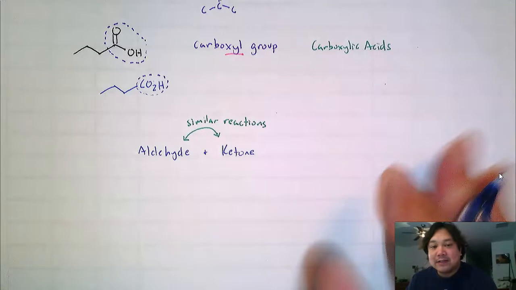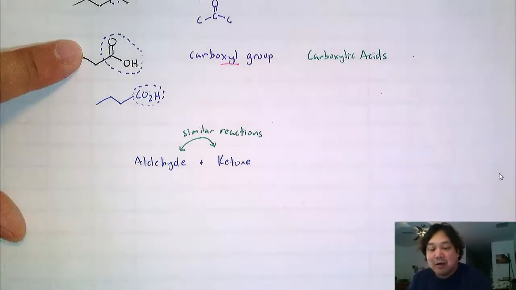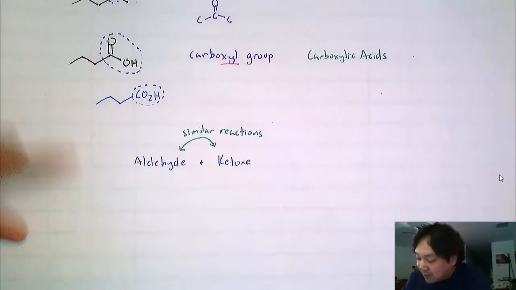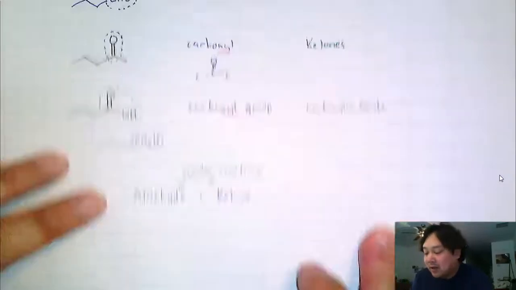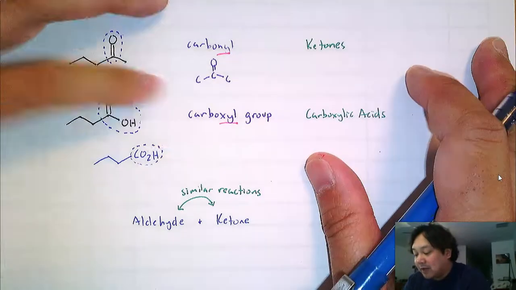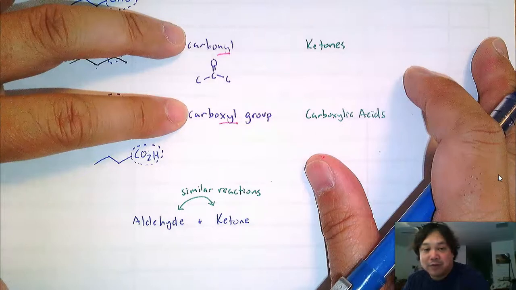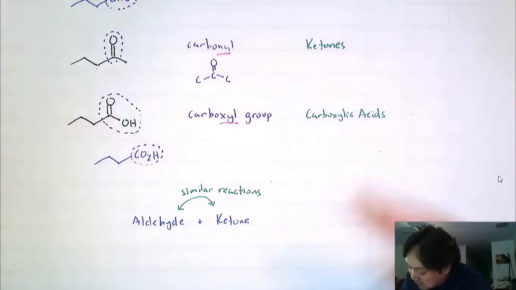The thing is, next, carboxylic acids have very different reactivities, and that's why I think it's good that they have different names for their functional groups, carbonyl, carboxyl.